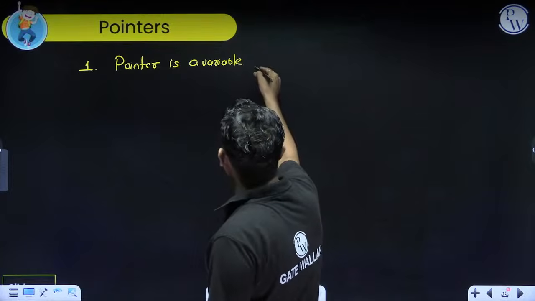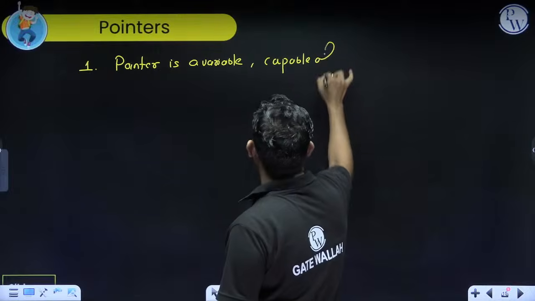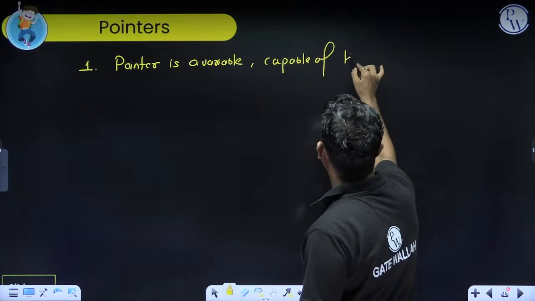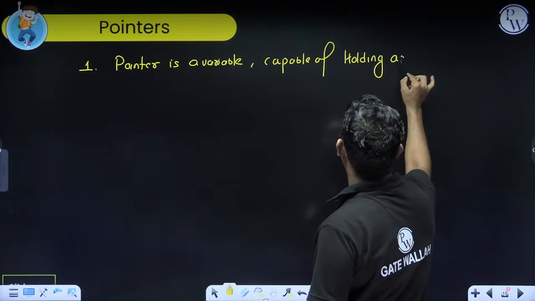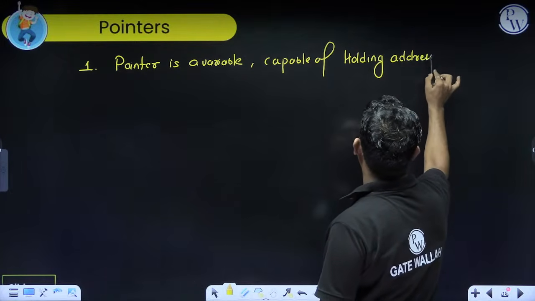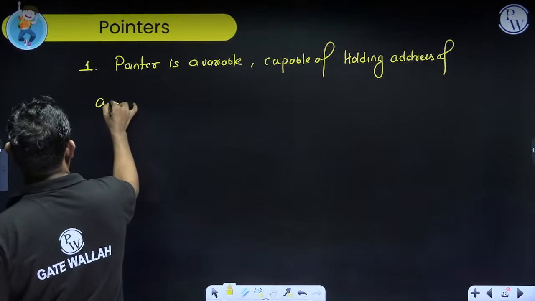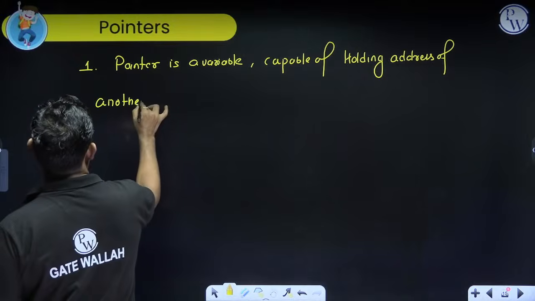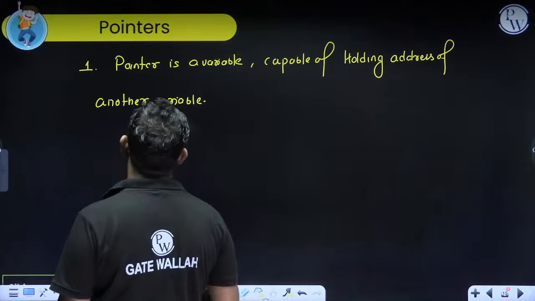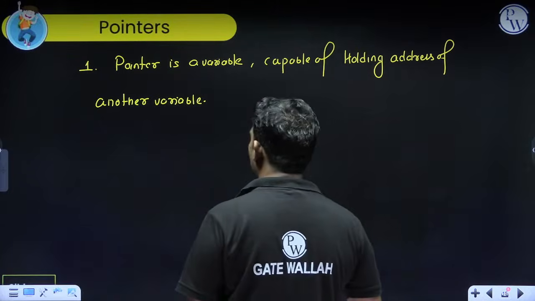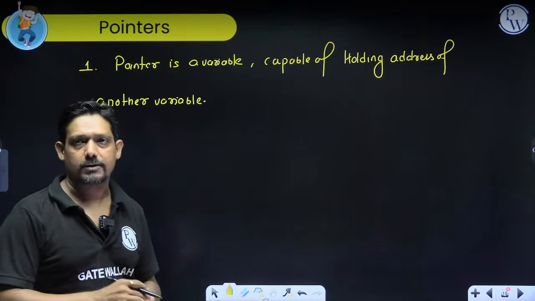Okay, but it is capable of holding the address of another variable. So pointer is a variable which is capable of holding the address of another variable. So it's just a normal variable which can hold the address. Good evening.